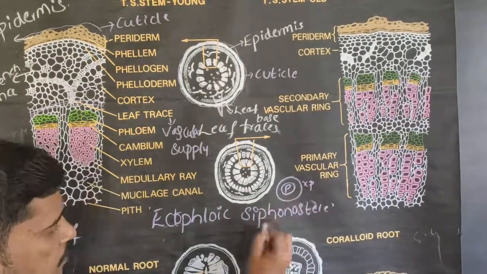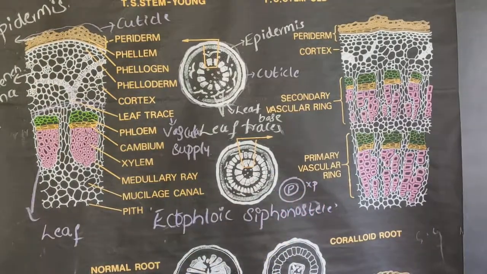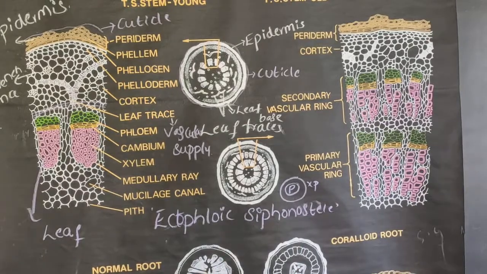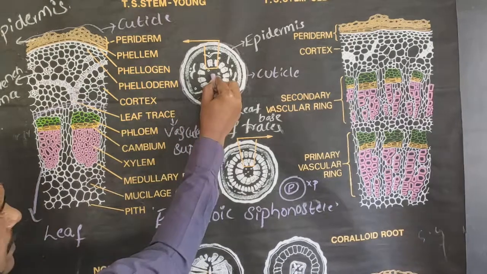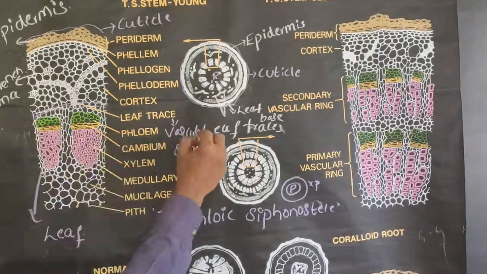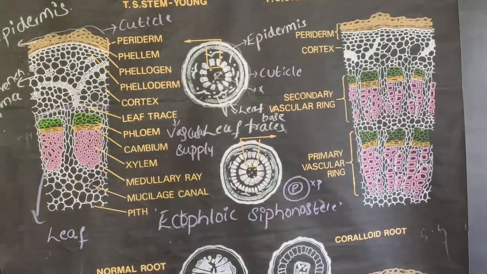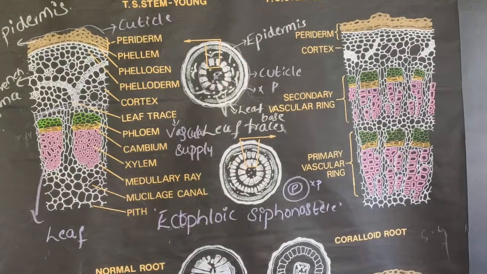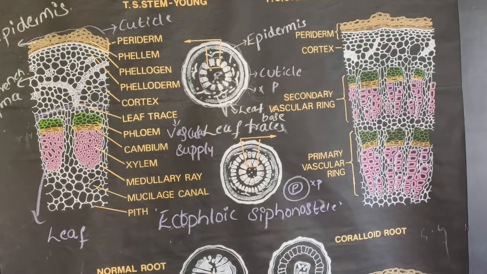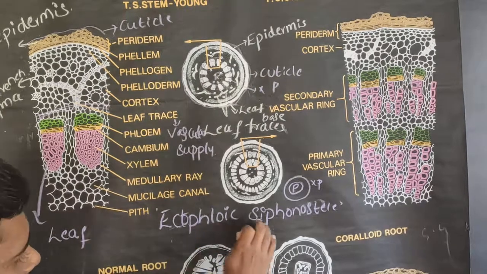Like xylem and phloem, a central pith is present. This central pith is surrounded by xylem and phloem. This condition is known as siphonostele. So ectophloic siphonostele means in this condition the central pith is covered by a ring of xylem, and this ring of xylem is covered by a ring of phloem. This condition is known as ectophloic siphonostele.